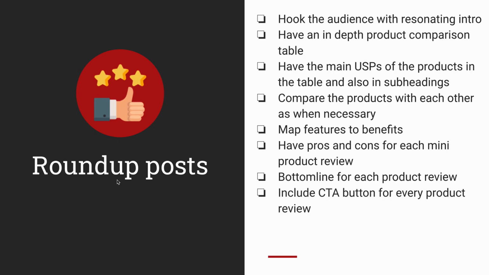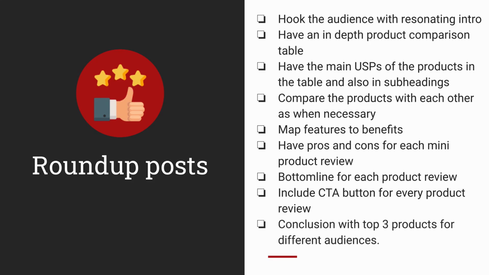You need to include a CTA button for every product review. So a pros and cons box, below that the bottom line, and below the bottom line a call to action button, because when they read the pros and cons and bottom line, they have clarity in their mind, so the chances of them clicking on the button will be higher. And finally, you will have a conclusion for your blog post, wherein you feature the top 3 products that you have reviewed, and explain for what audiences those 3 products would work well.